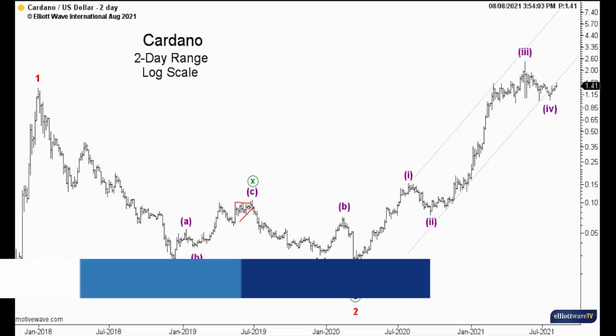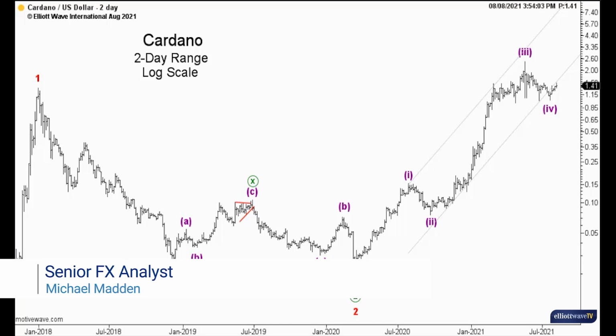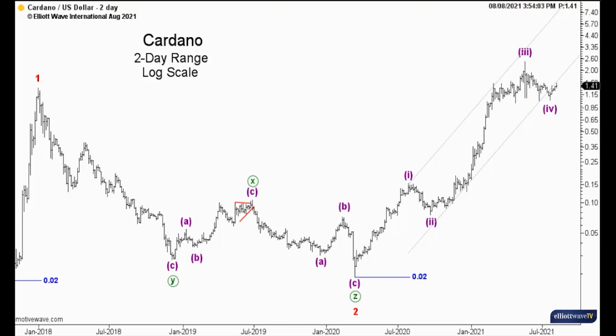I am often asked how I deal with opposing wave counts. For instance, a bullish and a bearish outlook at a specific juncture. And I have a very simple answer to this question. I use key levels. We had a great example of this recently in the cryptocurrency Cardano.